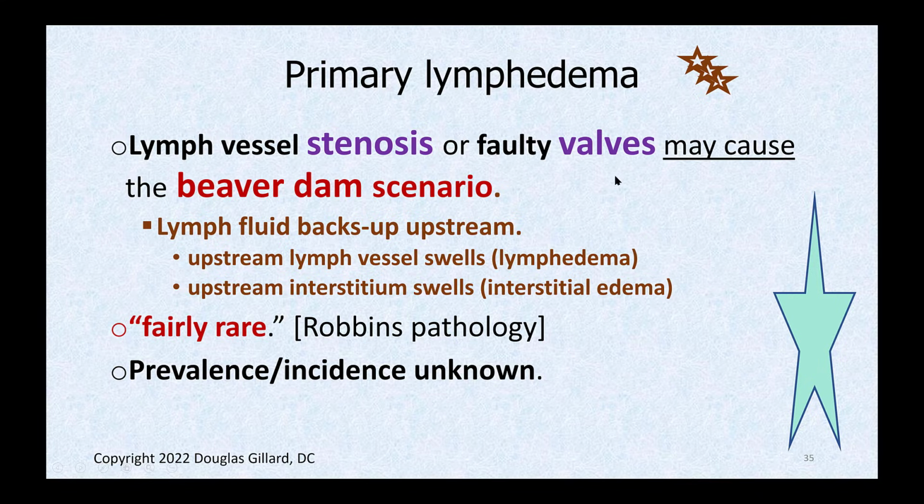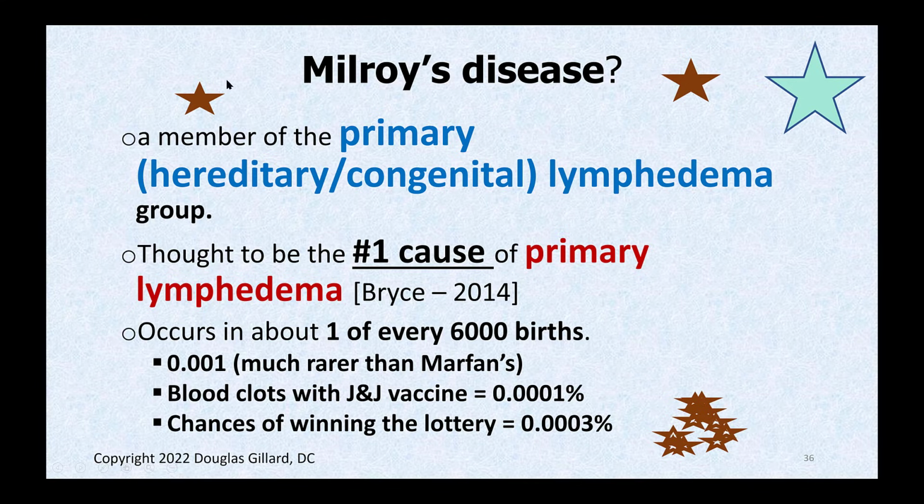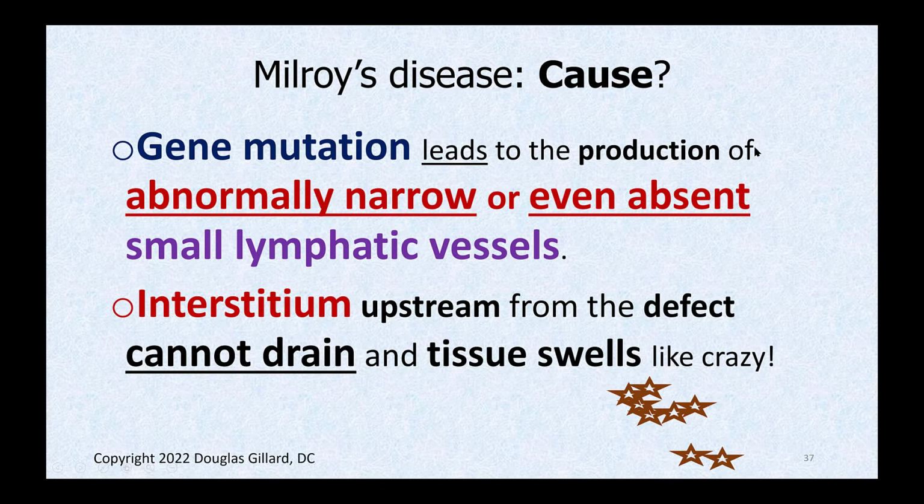Let's see. Yeah, these are fairly rare primary lymphedema conditions. In fact, there's only one that I'm going to talk about. It's kind of where I live in Gilroy. Milroy's disease. Super rare, though. It occurs about 1 out of 6,000 births, so it's 0.001. How rare is that? Blood clots with the J&J vaccine, where people were freaking out, that's 0.0001% of the population. Chances of winning the lottery is 0.0003% of the population, so it's pretty rare that this occurs. But let's talk about it anyway.